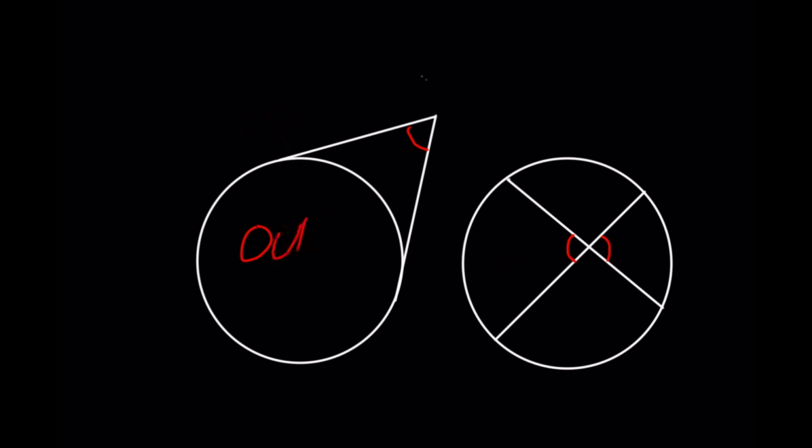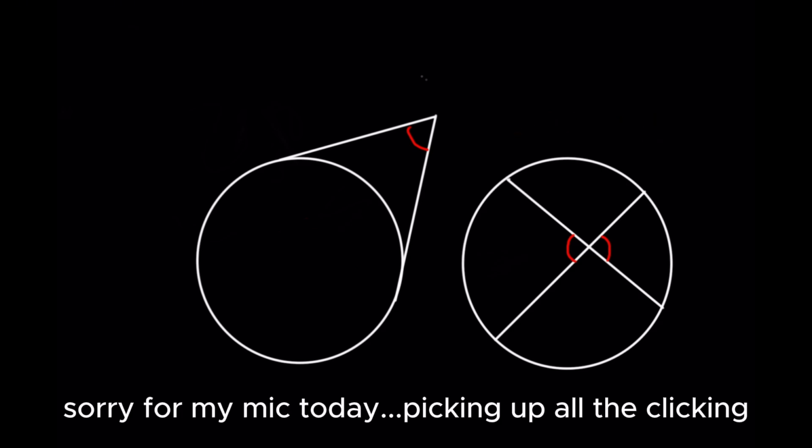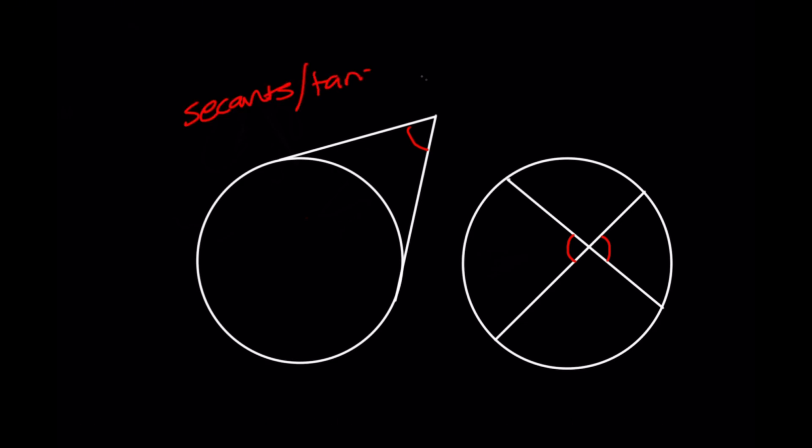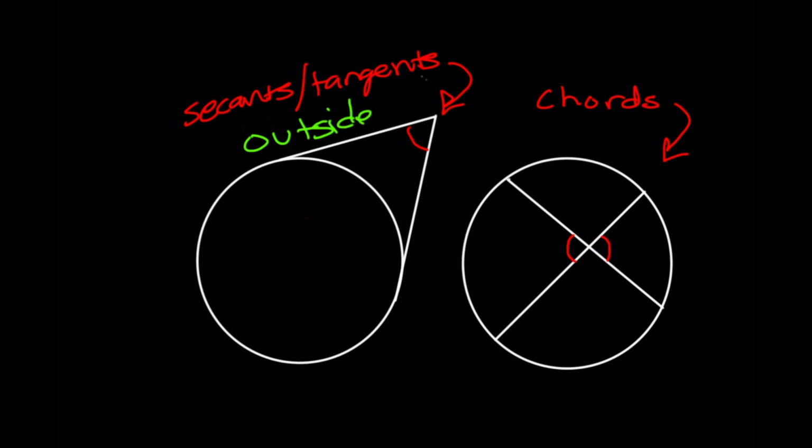So this one is outside, and this one is inside the circle. The way you will remember that is that secants and tangents go together, so secants and tangents can only be on this one. That means chords are only on this kind. So this would be outside, and this would be inside. And you'll remember the formula, because the formulas are the same, except they have one different symbol.